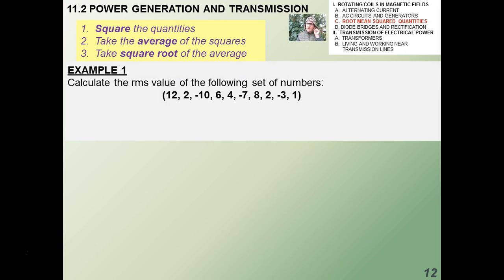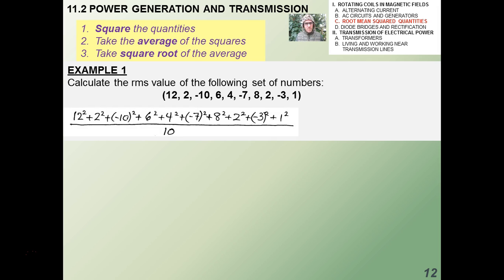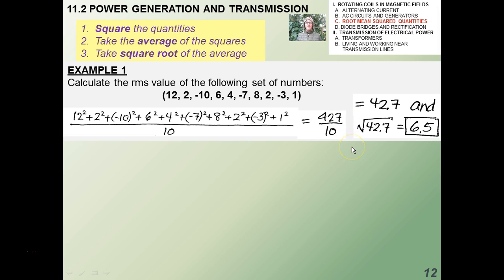This is example 1 in your sample example set. Calculate the RMS value of the following sets of numbers. This 3-step process might not be that obvious, so let me just walk you through it. I'm going to square the quantities. I take each one of these values and I square them: 12 squared, 2 squared, negative 10 squared, 6 squared, etc. Then I take the average of all the squares, so I divide by 10. That gives me 427 divided by 10, which is 42.7. Then I take the square root of that number and I get 6.5.